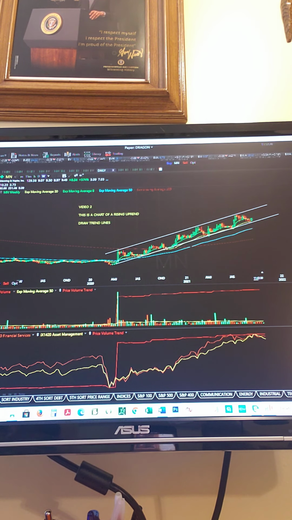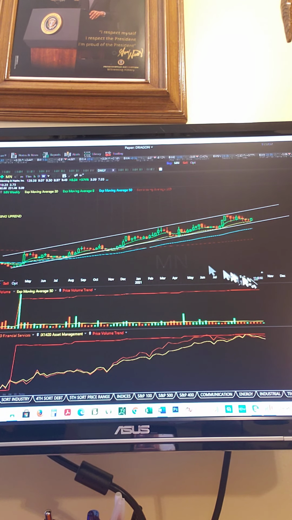And one thing I want you to notice about this rising trend line, look at my moving averages. They're fanned out and beautiful. The green is my 8-period moving average. The yellow is my 20-period moving average. The blue is my 50-period moving average, and the red is my 200-period moving average. We call that good. Okay, I'm going to kind of blow this up a little bit so you can see the moving averages better. Okay.